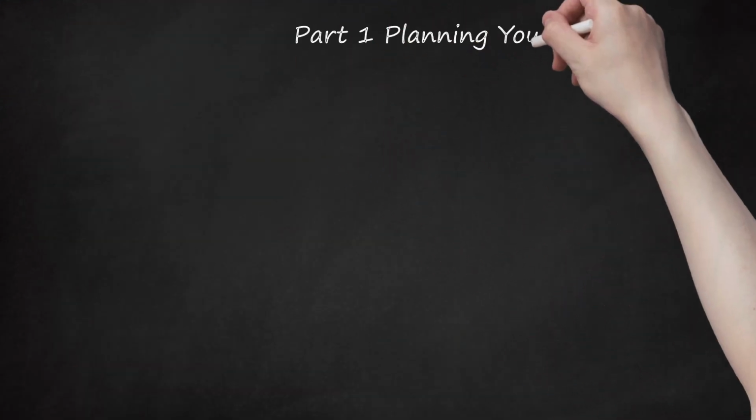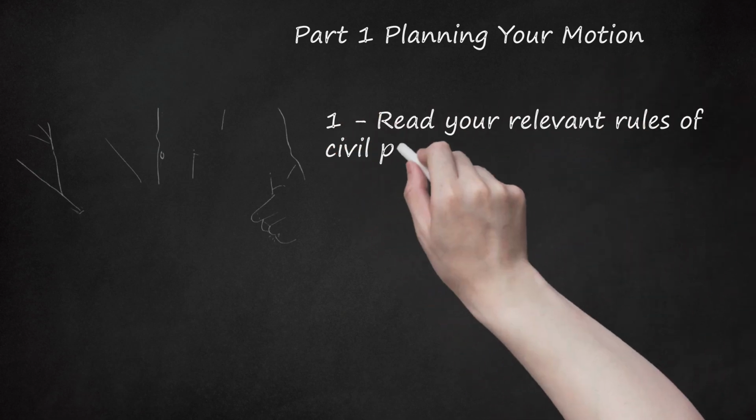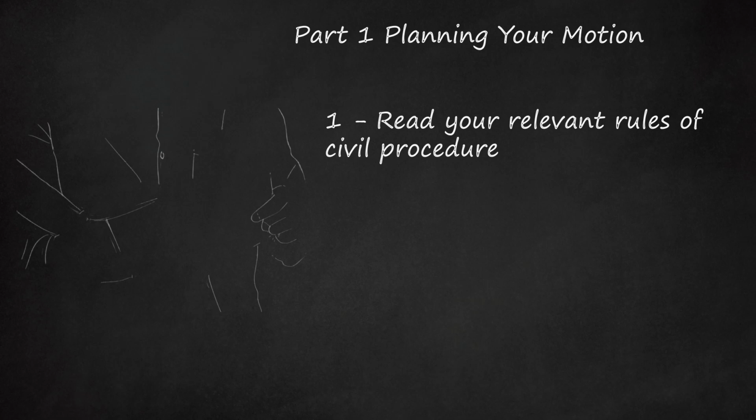Part 1. Planning your motion. 1. Read your relevant rules of civil procedure. There are many reasons why you might think the judgment should be set aside. However, only some of those reasons will be legal. Essentially, you can get a judgment set aside if you didn't have a fair chance to present your case. You should read your rule of civil procedure to identify potential reasons for setting aside a judgment.